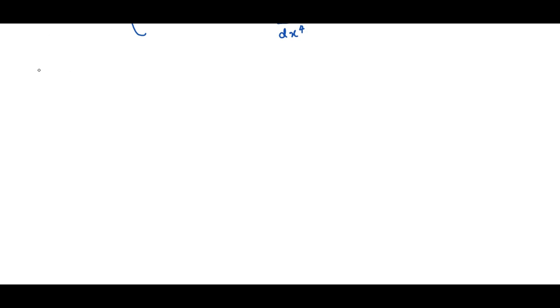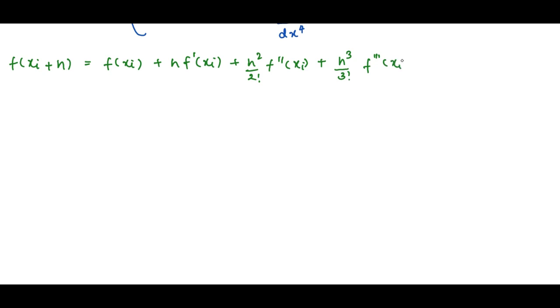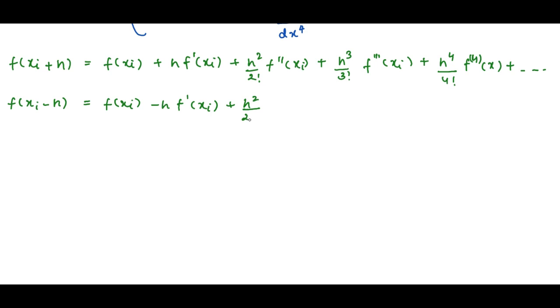Consider the Taylor expansion around xi, where f of xi plus h equals f xi plus h times f dash xi plus h square by 2 factorial f double dash xi plus h cube by 3 factorial f triple dash xi plus h power 4 by 4 factorial f4 xi and so on. And f xi minus h becomes f xi minus h times f dash xi plus h square by 2 factorial f double dash xi minus h cube by 3 factorial f triple dash xi plus h power 4 by 4 factorial f4 xi and so on.